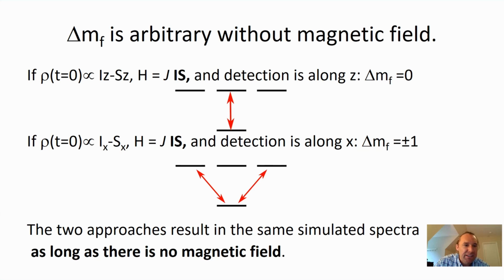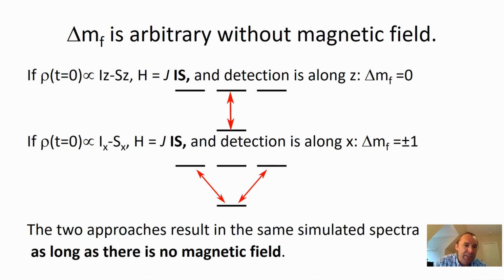Really, the only difference is that in the top picture, you say your initial density matrix is IZ minus SZ. The Hamiltonian, again, this is the critical part, is rotationally invariant, if there's no magnetic field. And then you detect along that same direction, the Z direction. If you build your math in that way, then your selection rule will be delta MF equals 0 and will give you all the right answers.